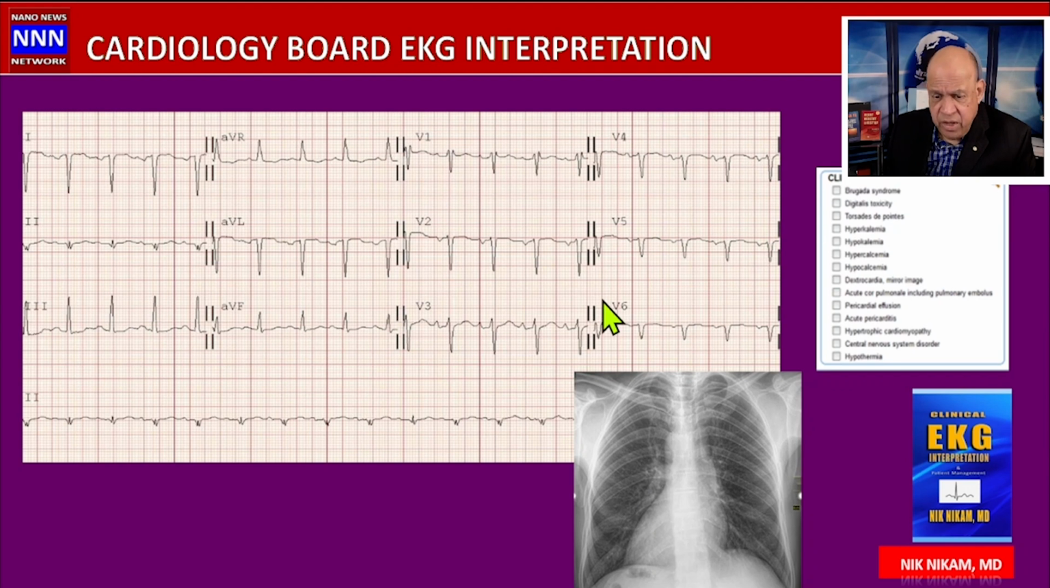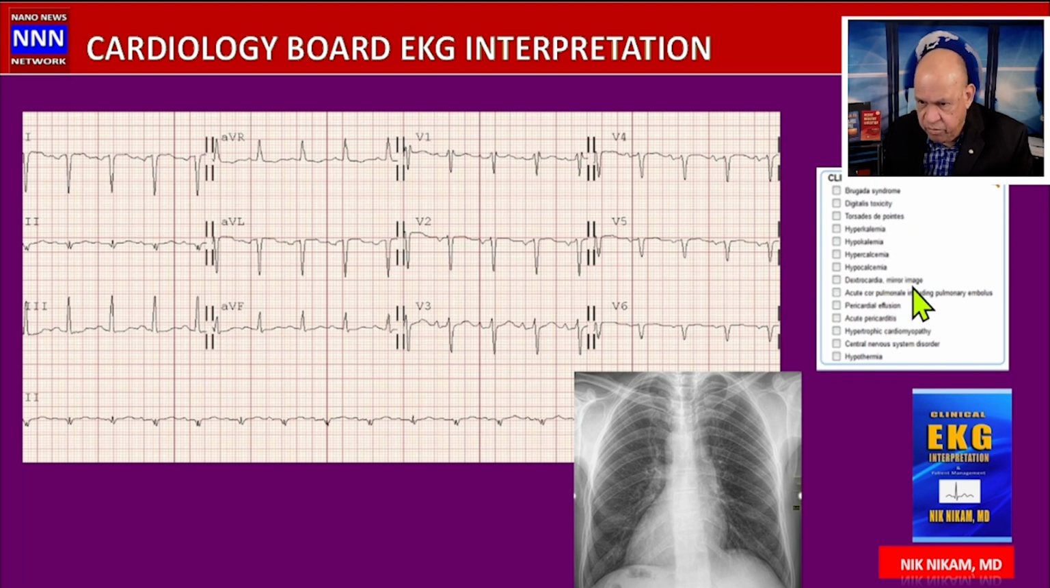How do we confirm that this is not lead misplacement? Very simple. Instead of putting V1 to V6 on the left side, put V1 on the right side, V2 and all the leads on the right side, and you get positive deflections. When you get all those positive deflections, that means you are dealing with dextrocardia. And you need to know this one because dextrocardia is listed here somewhere.